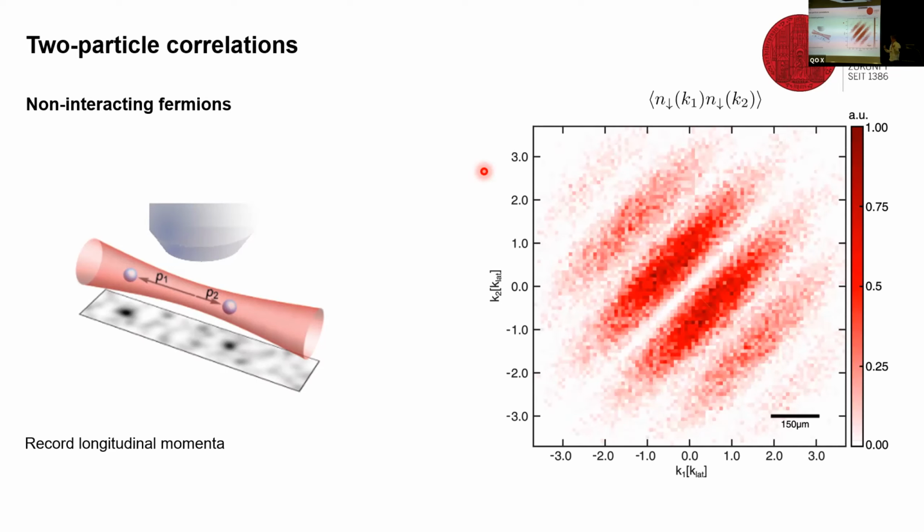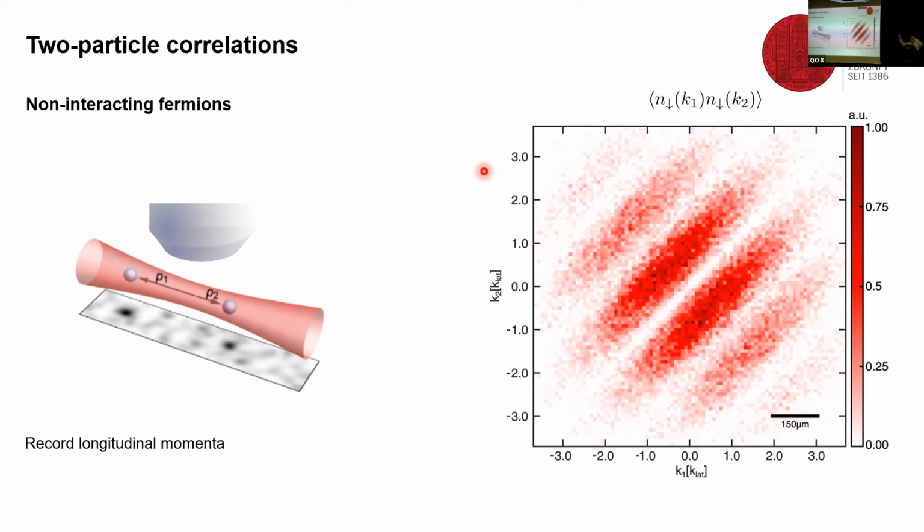So it looks like an interference pattern, but it's actually something a little bit more complex. It's some correlation function correlating the momentum of particle 1 and 2. If I were to look at only one particle, its density would just be the Fourier transform of the wave function inside an individual well.